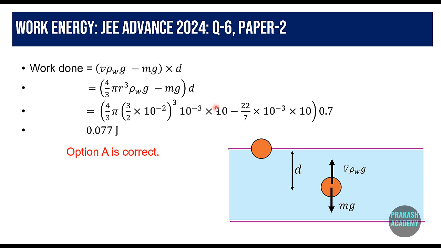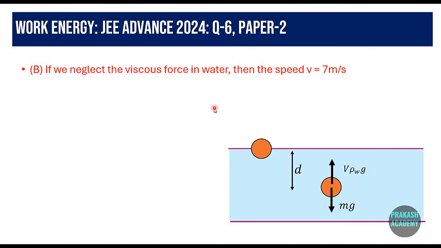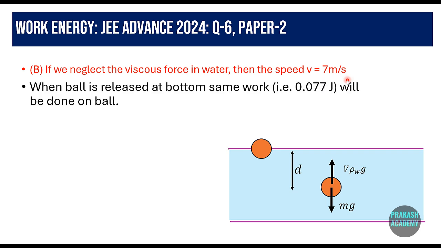Now let us see the B option. And option B says, if we neglect the viscous force in water, then the speed v is equal to 7 meter per second. So let us check this option. When the ball is released at the bottom, the same amount of work will be done. So now what is happening? So we push this ball from here to here and we did a work of 0.077 joule and the ball was moving slowly, that's why we neglected the viscous force.